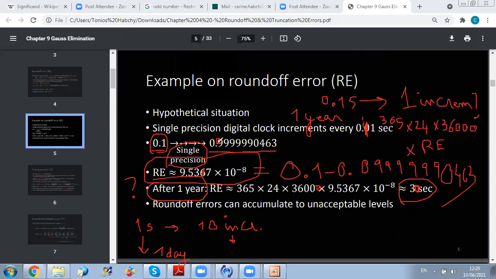Okay. So here you have 0.0.1 is 0.0999. And then here after 1 year, I should multiply by the number of increments. So I multiply by 365 times 24 times 3600, the whole number of seconds. But since the increment is each 0.1 second, I should multiply by 10. So instead of having 3600, I will have 36,000. Okay, times the round-off error per increment. I mean, per increment I have an error of 9.537 times 10 to the power minus 8. So I get in total 30 seconds as error. Okay.